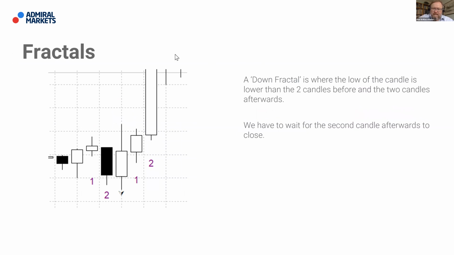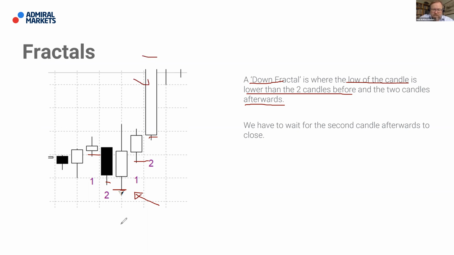Not surprisingly, a down fractal is where the low of the candle is lower than the 2 candles before and the 2 candles after. So in this particular example here, the low of this candle is lower than the low of the 2 candles before it and the low of the 2 candles after it. But remember, it doesn't get confirmed as a down fractal until this second candle here completes, okay?